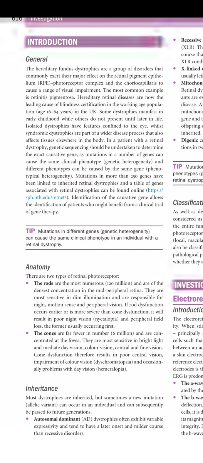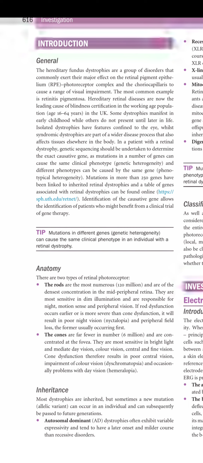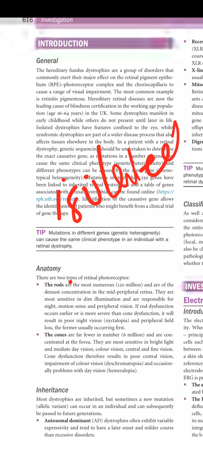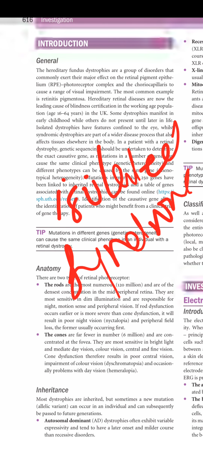Isolated dystrophies have features confined to the eye, while syndromic dystrophies are part of a wider disease process that also affects tissue elsewhere in the body. So sometimes there are isolated dystrophies which only affect the eyes, and sometimes there are syndromic dystrophies which affect other parts of the body as well.